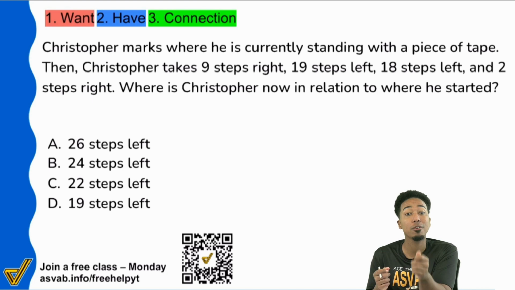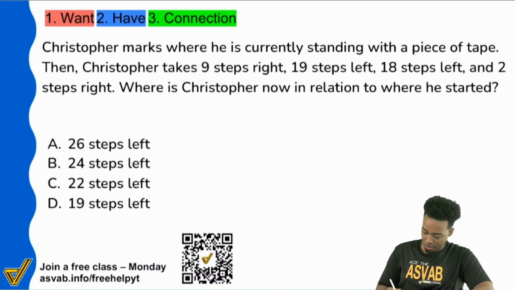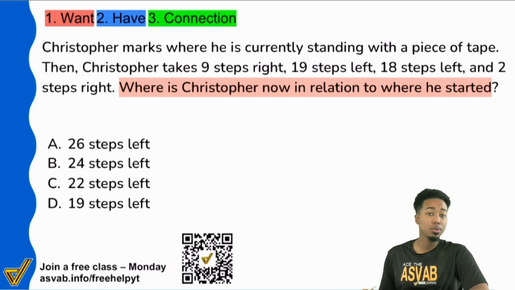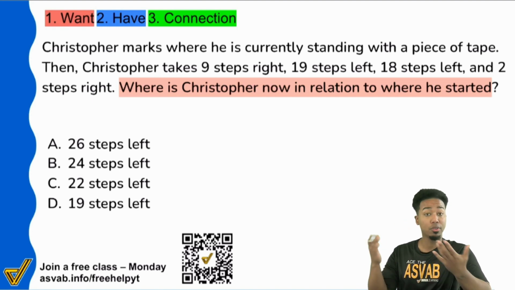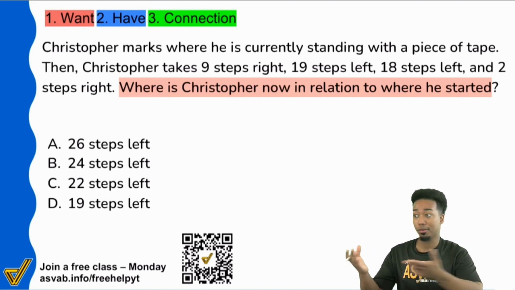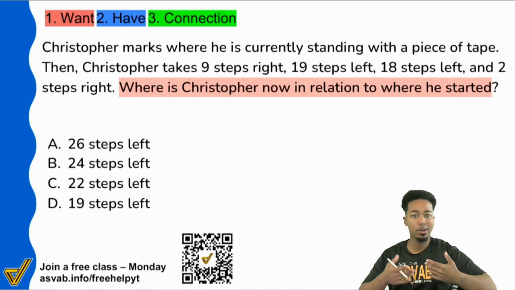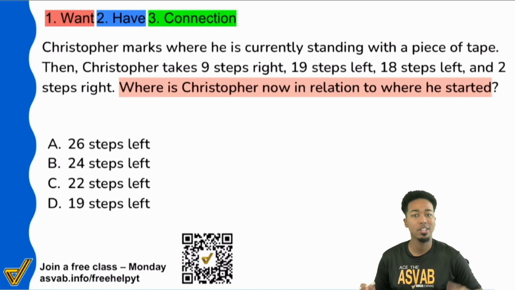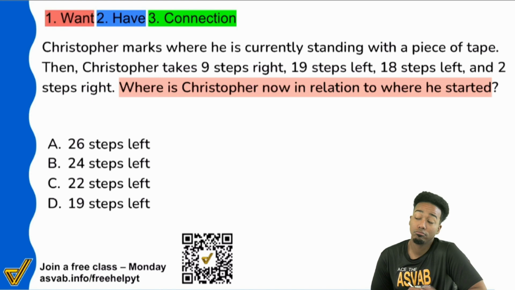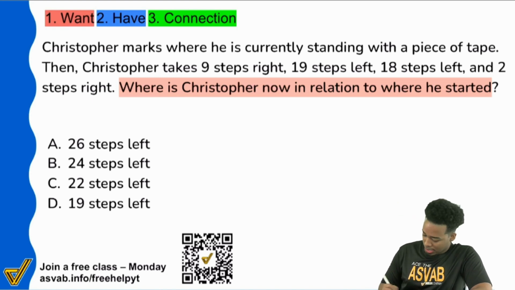And as always, first step is read the question. It says, where is Christopher now in relation to where he started? Okay, sweet. So what I'm looking to do here is understand where Christopher is now. I can safely assume that something happened. Christopher was somewhere before, and now he's somewhere now. We have to figure out where he is now compared to where he was before. Okay, cool. So let's go ahead and take down the information.